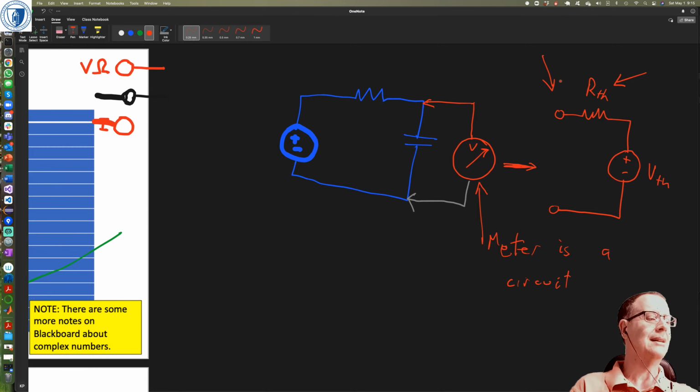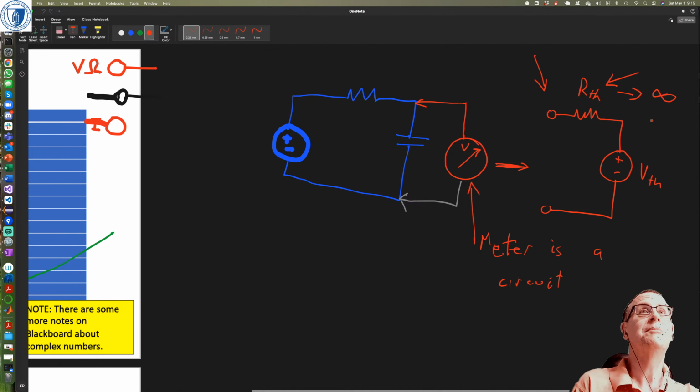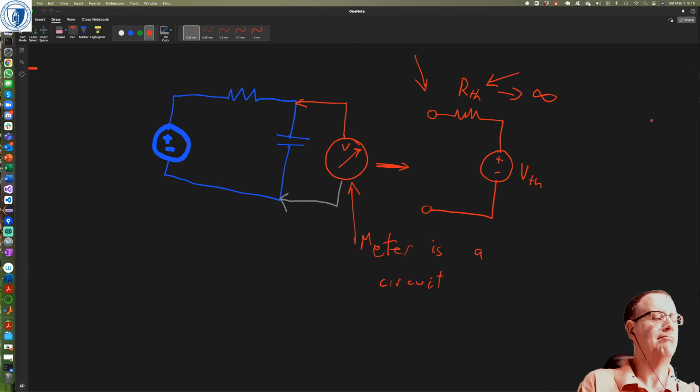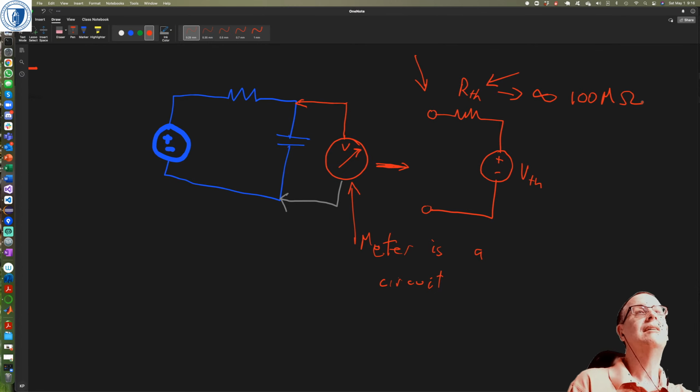Right, exactly. Ideally you'd have RTH as infinity, but we can't do that. So it's in the mega ohm or maybe even the giga ohm range. The normal sort of number for this kind of input impedance is 100 mega ohms for a real device.